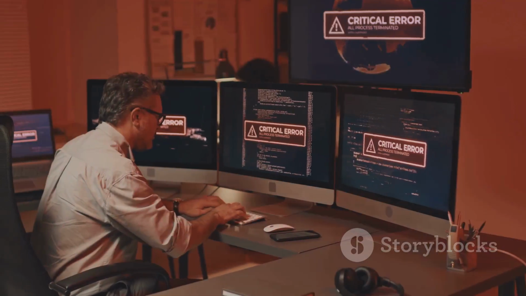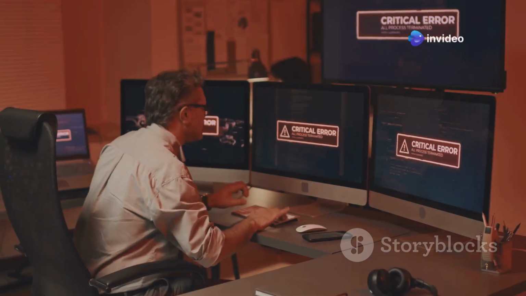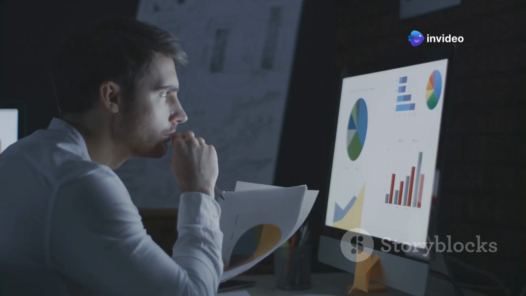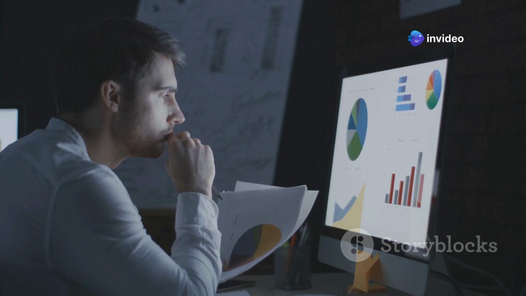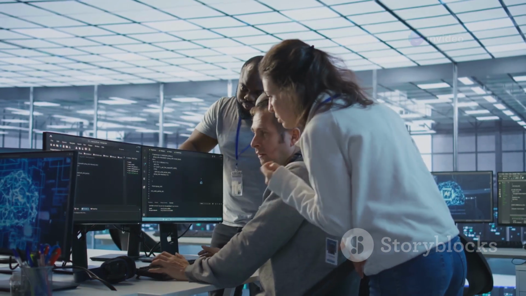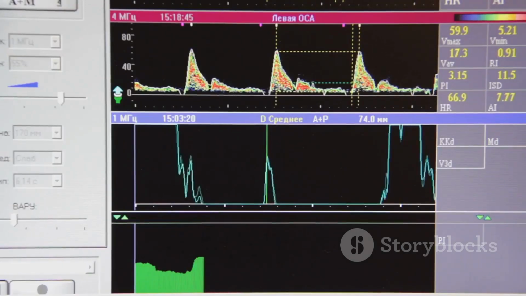Reduced false positives. Traditional AML systems often generate false positives. These are alerts that turn out to be legitimate transactions. Machine learning helps reduce these false positives. It improves the accuracy of detection. This allows AML analysts to focus on genuine risks.